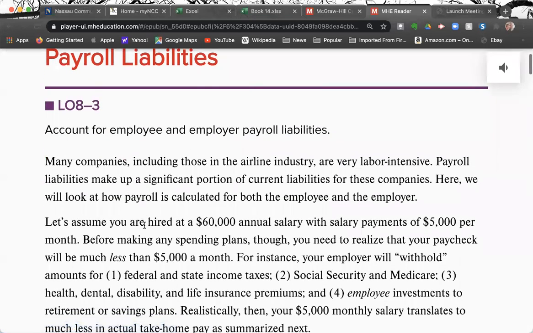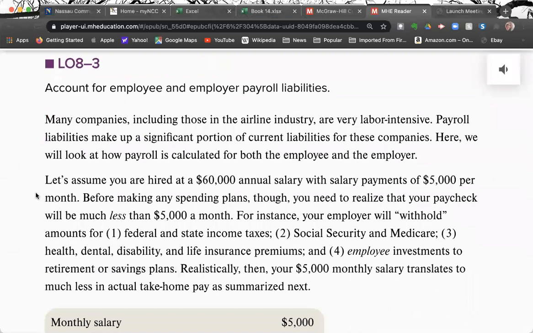Payroll liabilities. Now, I think everybody knows, because at some point in your life you have worked, that when you get your paycheck, it's not the same as your gross pay. You have your gross pay, which is your hourly rate times how many hours you worked. And then you have your take-home pay, which is how much is left after all the taxes are taken out.